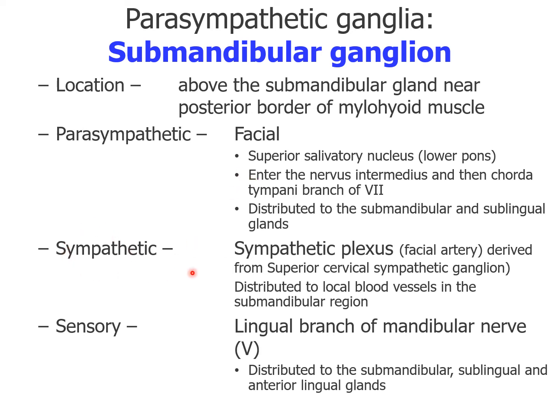The sympathetic fibers, which are postganglionic fibers from the superior cervical sympathetic ganglion and condensed around the facial artery as the sympathetic plexus, are distributed to local blood vessels in the submandibular region. And finally, the sensory route is through the lingual branch of the mandibular nerve, which is distributed to the submandibular and sublingual salivary glands and also the minor salivary glands on the tongue and oral floor.